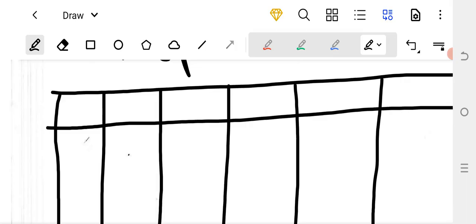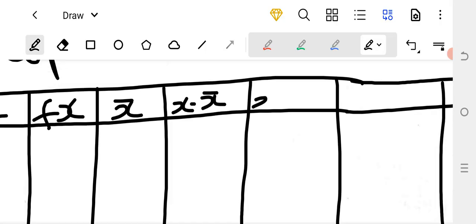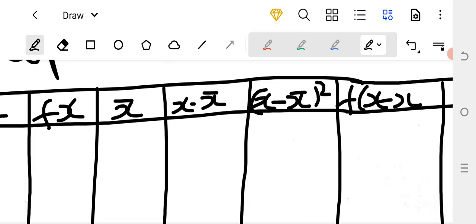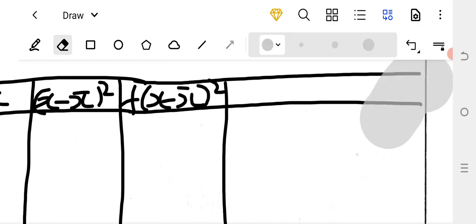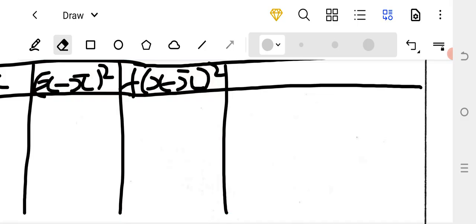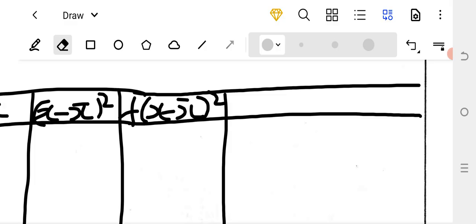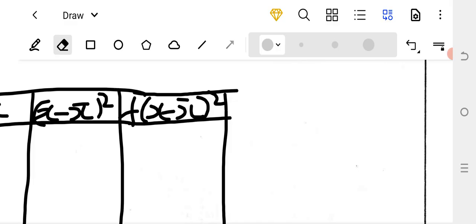So to label them, this would be your x, f, fx, x bar, x minus x bar, x minus x bar, which has to be squared. Then your f of x minus x bar, which has to be squared. Then this other part we can just clean. Okay, let us return it. I didn't clean up properly, so we can just clean like that.